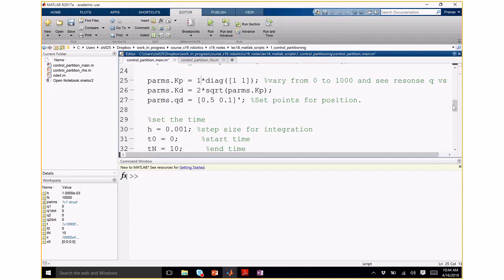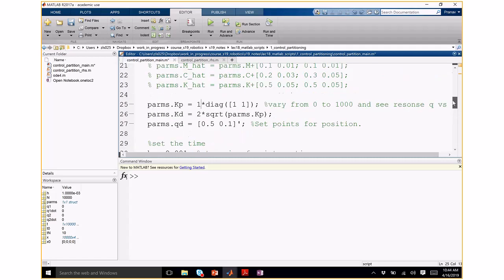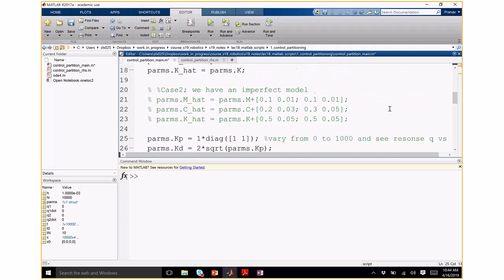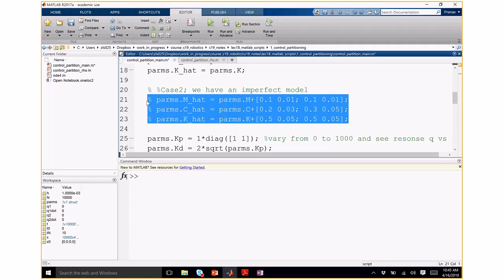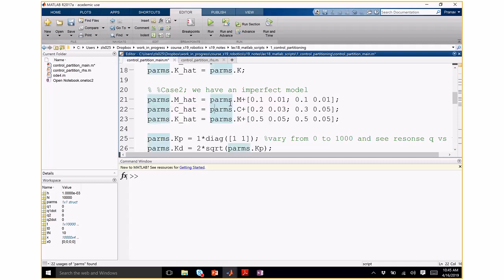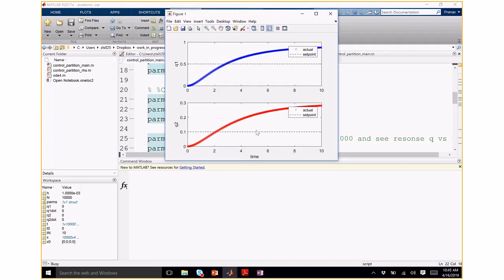You can also introduce, as I said, we assumed that our model was perfect, but what if our model was not perfect? I introduced m hat, which is the mass plus some error term. So we are not perfect in estimation of the mass, C and K. If I run this, I'm not sure what it's going to produce. Yeah, so it goes off.